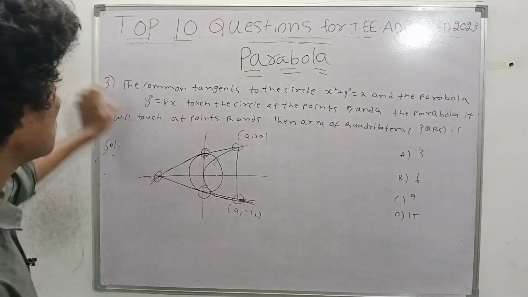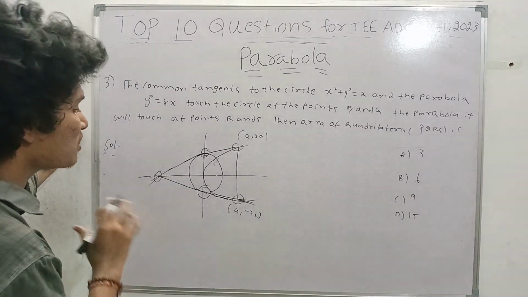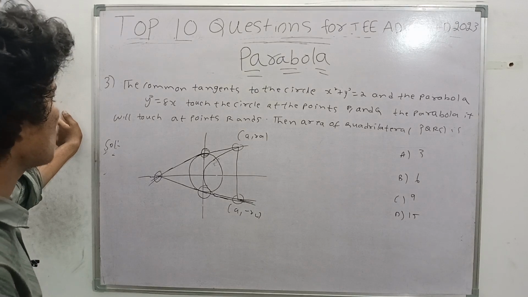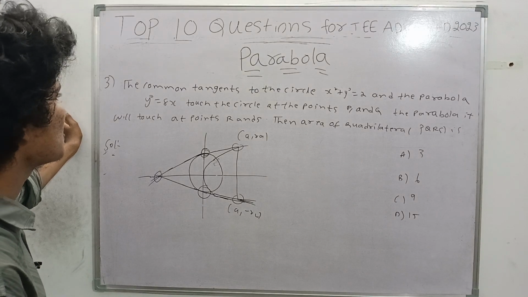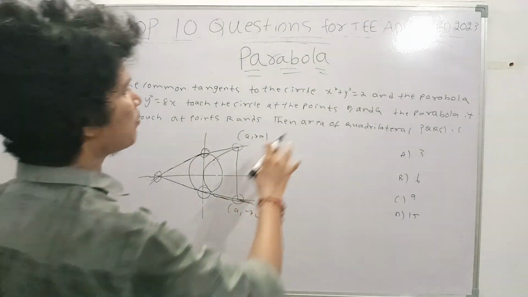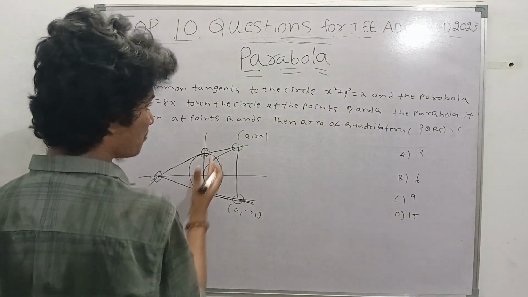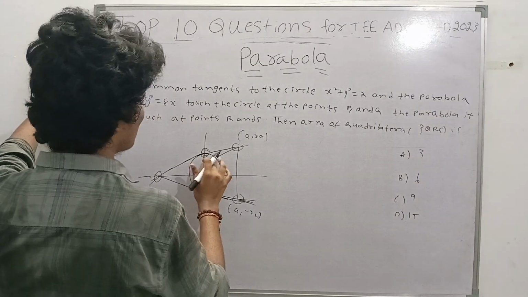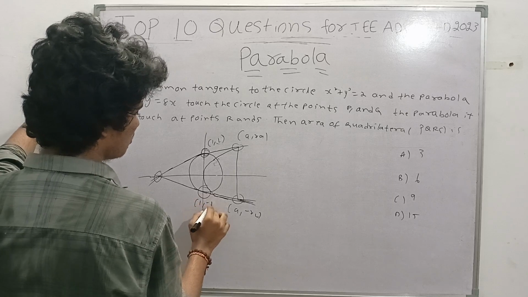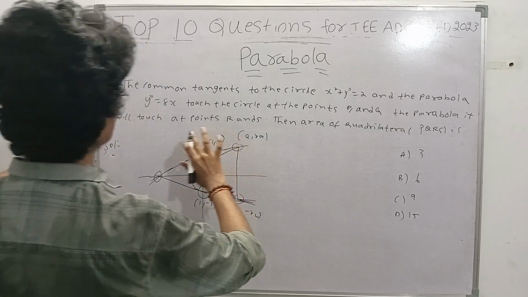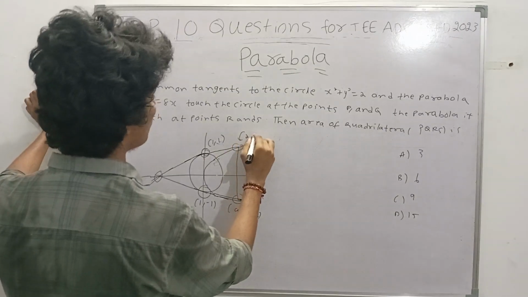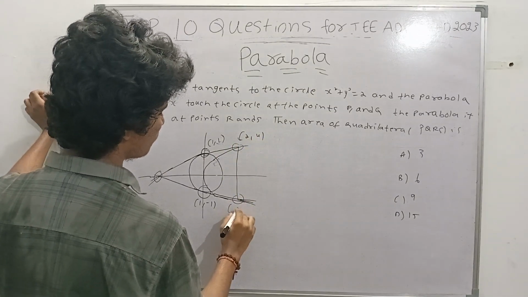You can see here the points you need to understand, at which points it is touching. You can take the diametric endpoints. So the diametric endpoints can be (1, 1) and here (1, -1). And here you already know what is a here. The parabola is y² = 8x, so a will be 2. So it will be (2, 4) and (2, -4).